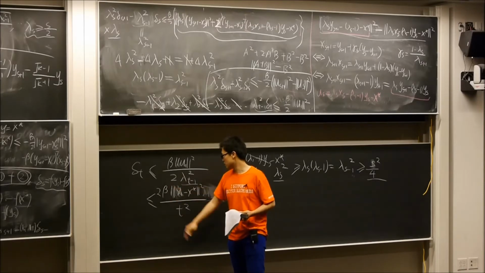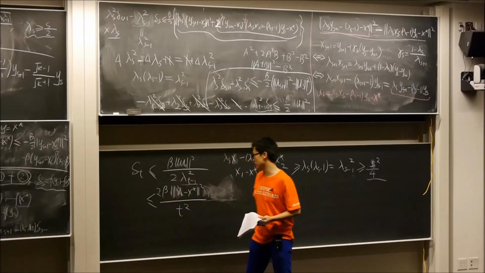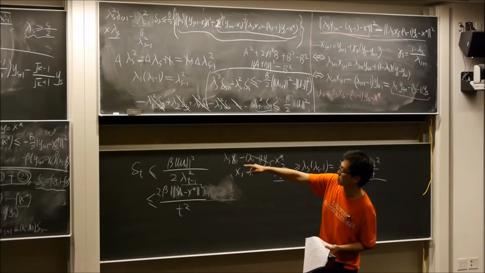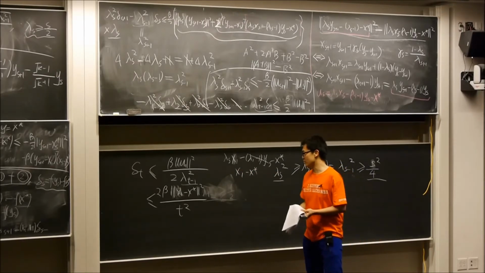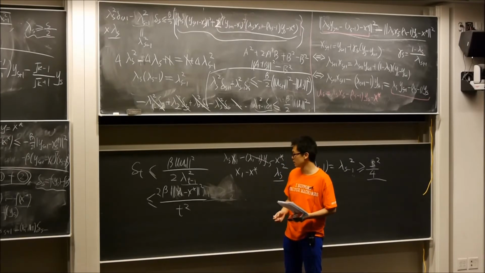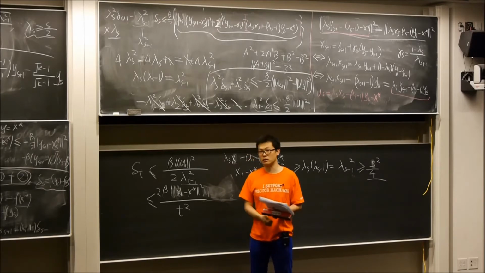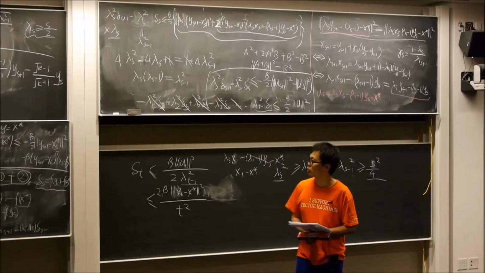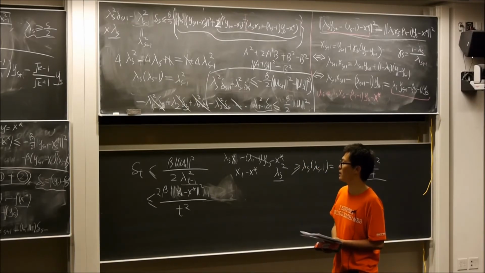And the 4 over 2 is cancelled out with this, and you're left with 2. And this is given in the theorem over there. So by this line of very tedious algebra, we managed to get the 1 over t square rate for accelerated gradient descent. So looking back at it, it's again not very illuminating.